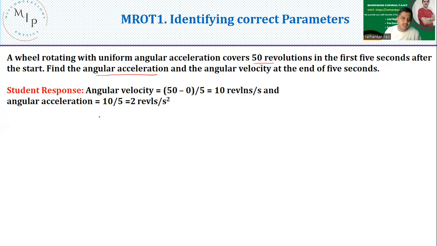Now let us understand what we mean by angular velocity. Angular velocity is nothing but theta 2 minus theta 1 divided by t. Now what is theta 2? Theta 2 is nothing but the angle. Now how do you describe the angle? You describe the angle, or theta, in terms of either radians or degrees.